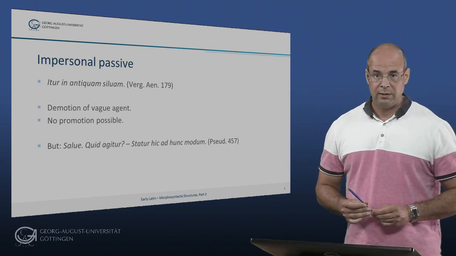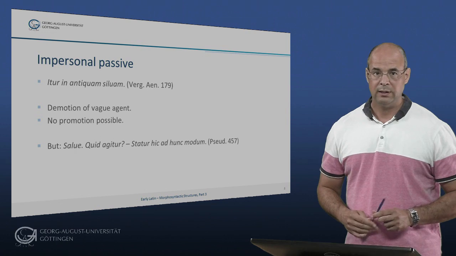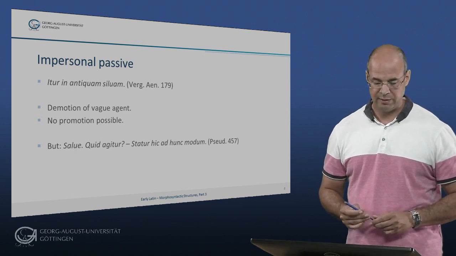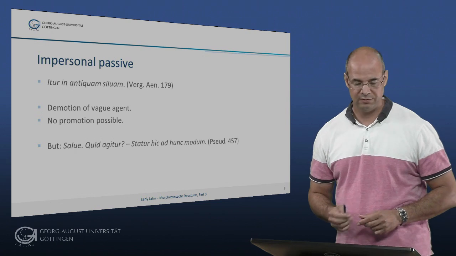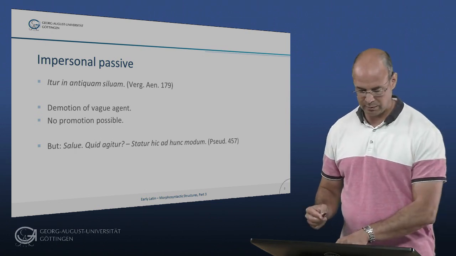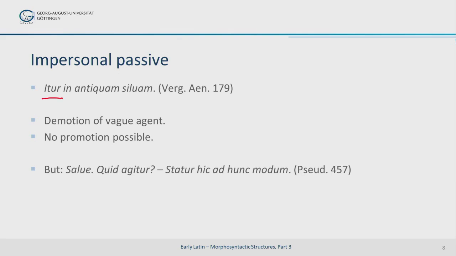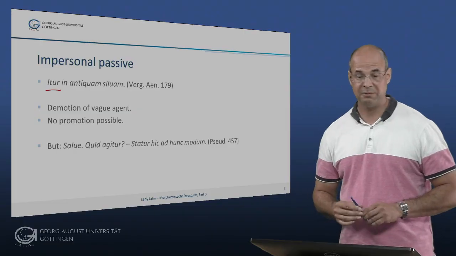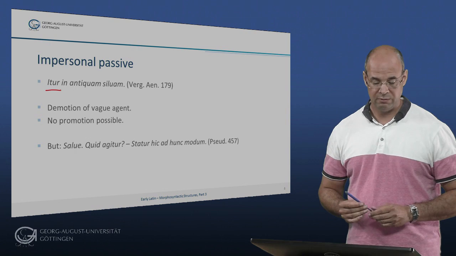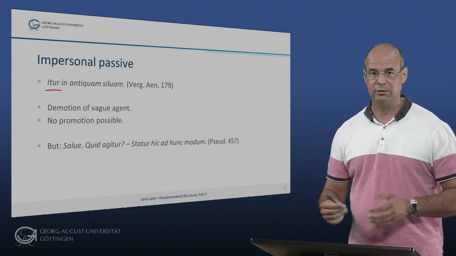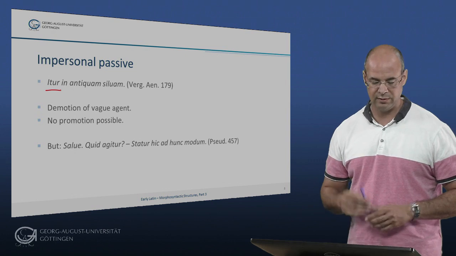Latin differs from English in one important respect. Only in Latin can intransitive verbs be passivized. We can see this in my first example, a famous one. Itur in antiquam silvam, from Virgil. Literally, one goes, there is going, into the ancient wood. What we have here is demotion of a vague agent. No promotion is possible because it's an intransitive verb.